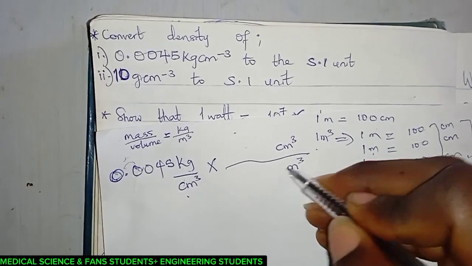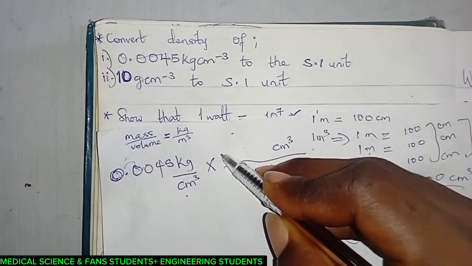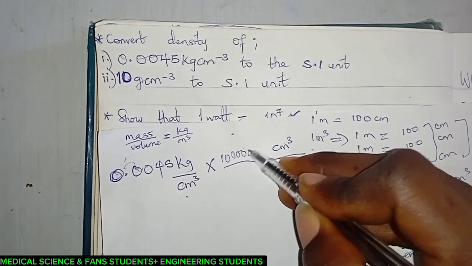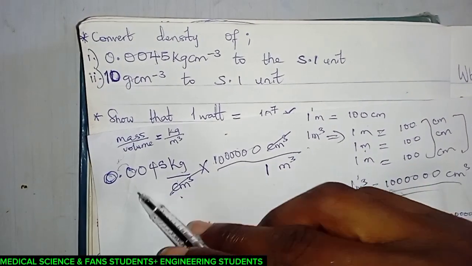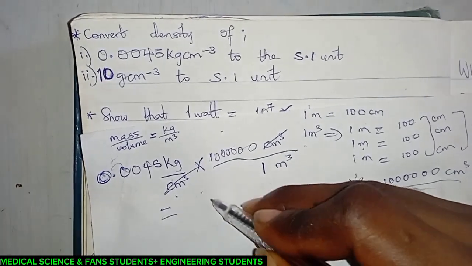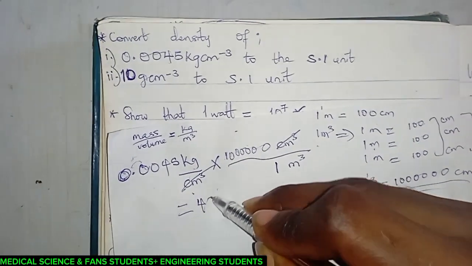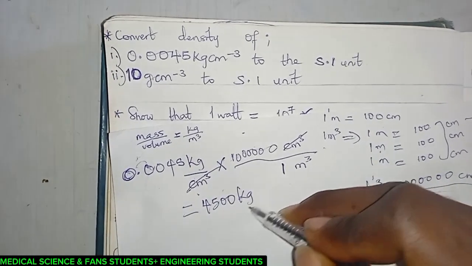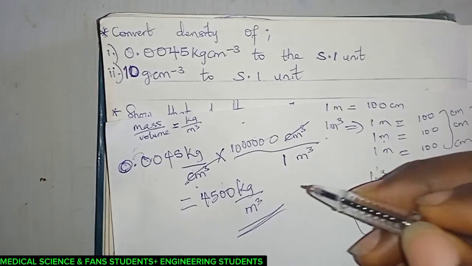So I'll now ask myself, how many meter cube makes centimeter cube? 1 million. 1 meter cube makes 1 million centimeter cube. This will cancel this. So by the time you multiply this, you are having around 4,500 kilogram per meter cube. Very simple.